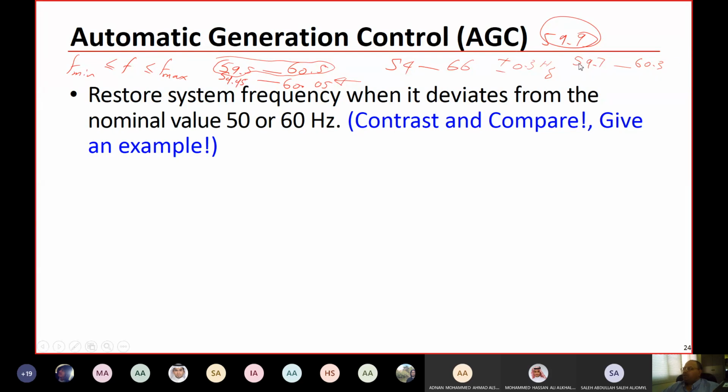We need to avoid relay operation. If the disturbance is very severe and we cannot do anything, then the generator will be disconnected, and this will make the system even worse. We may go to blackout under this condition.